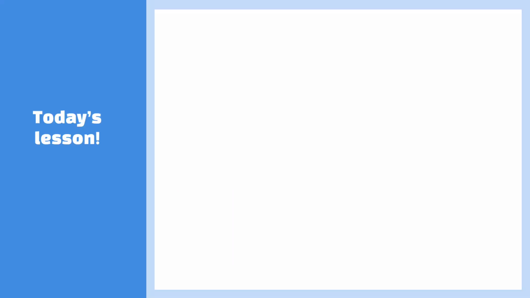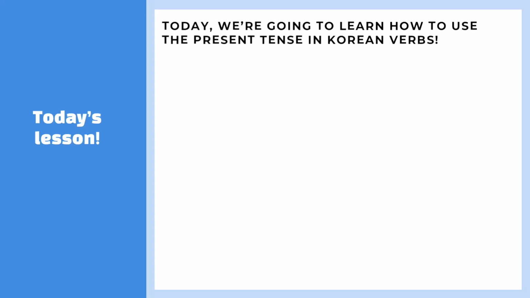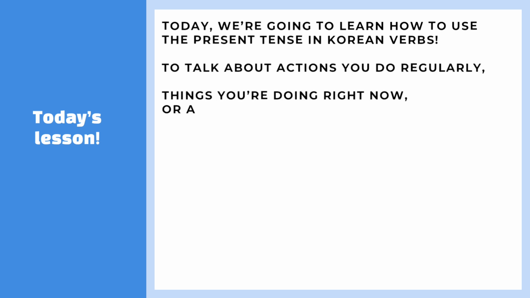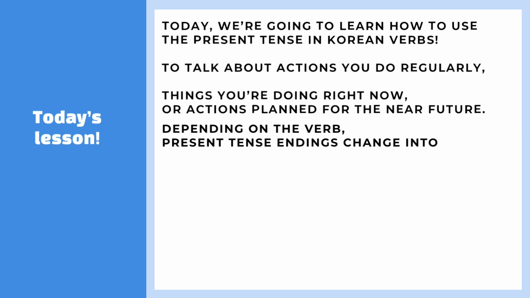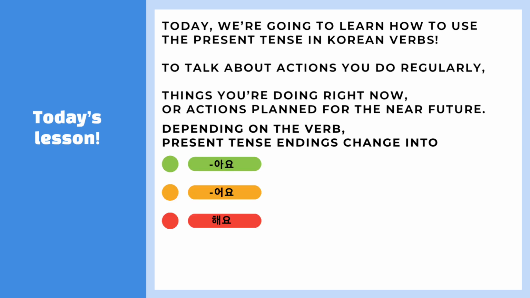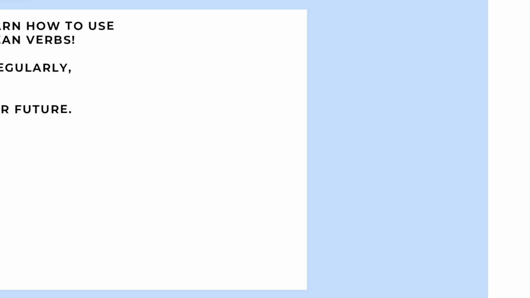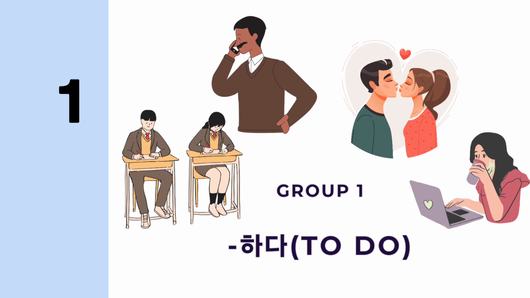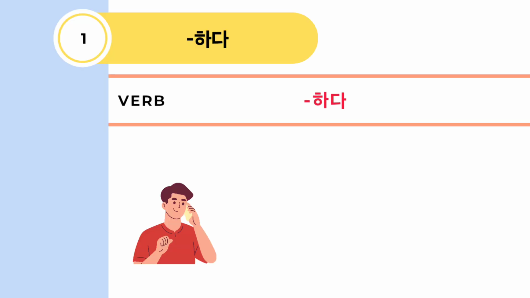Today, we're going to learn how to use the present tense in Korean verbs. The present tense is used to talk about actions you do regularly, things you're doing right now, or actions planned for the near future. Depending on the verb, present tense endings change into 하요, 어요, or 해요. Let's start with the first group, verbs that end in 하다. In the present tense, they become 해요.